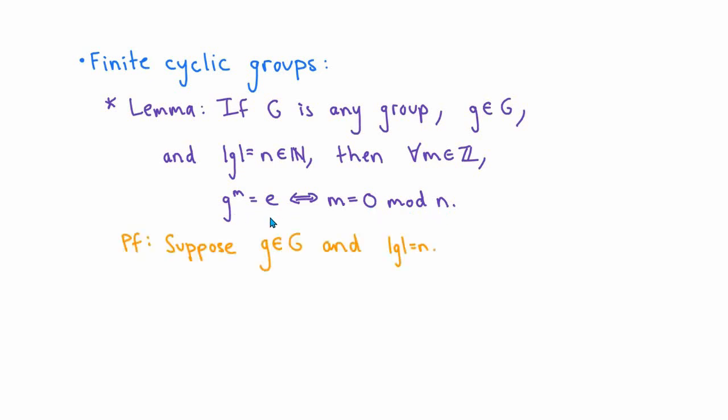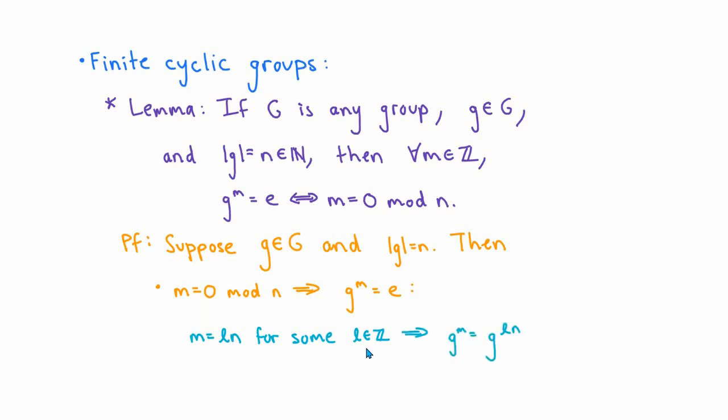Now for the proof of this, let's suppose that little g is an element of a group G with order equal to little n for some natural number n, and let's prove that the right-hand side of this biconditional statement implies the left-hand side, and then that the left-hand side implies the right-hand side. For the first direction, let's suppose that m is an integer which is 0 modulo n. So what we want to prove is that g to the m is the identity. Well, if m is 0 modulo n, then it means that m is L times n for some integer L.